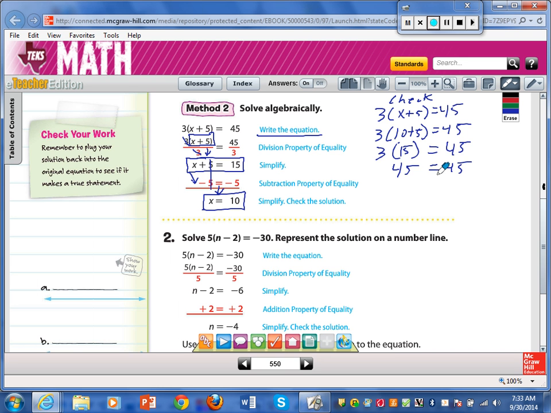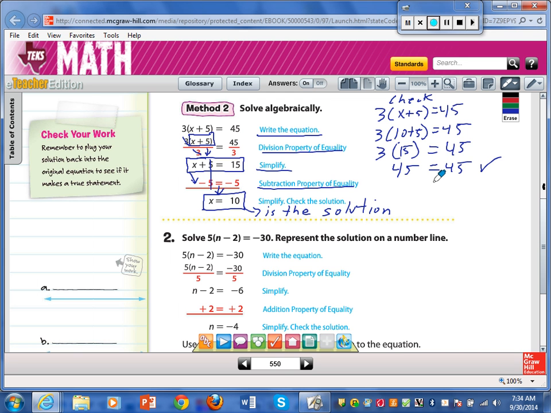So is 45 equal to 45? Yes, it is. Therefore, x is equal to 10 is the solution. Remember to pause the video if you don't understand something, so you can double check how everything happened from step to step. Remember, the blue hints also tell you what is happening from one step to the other. So it's very important that you stop here and analyze.